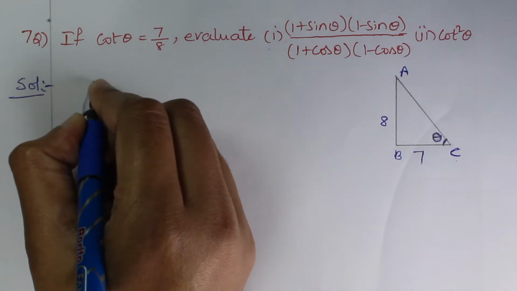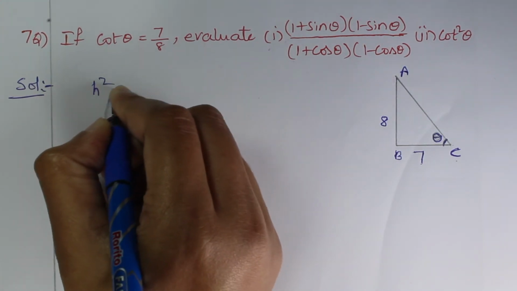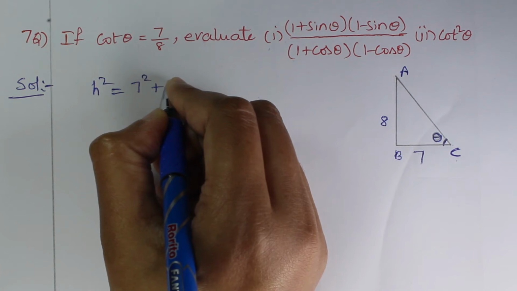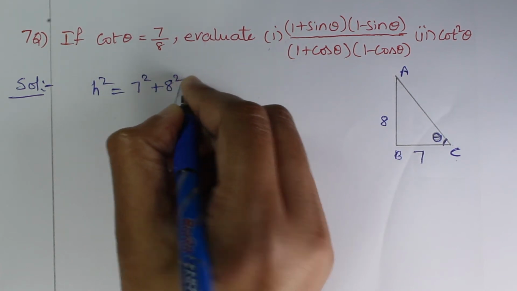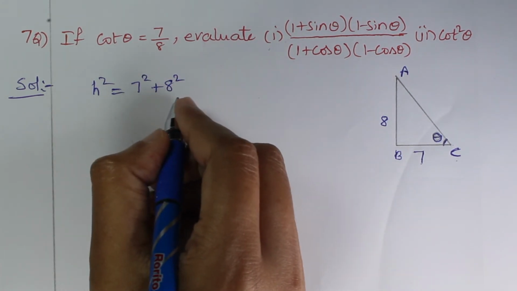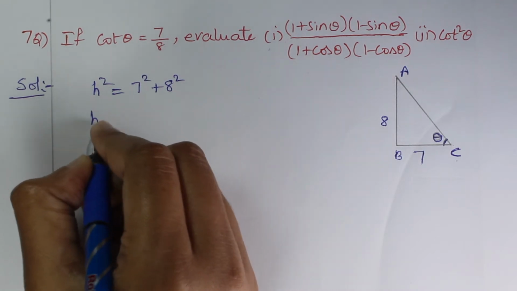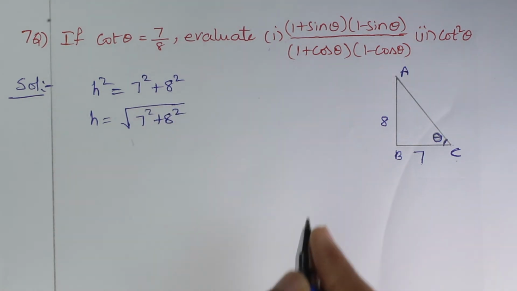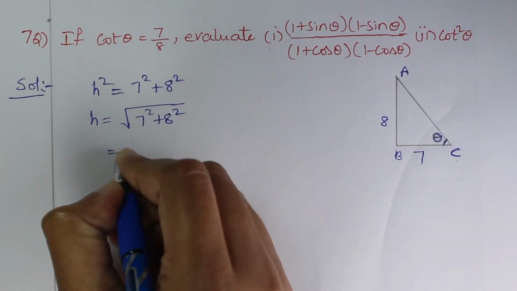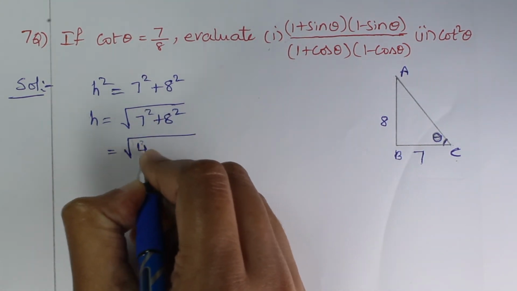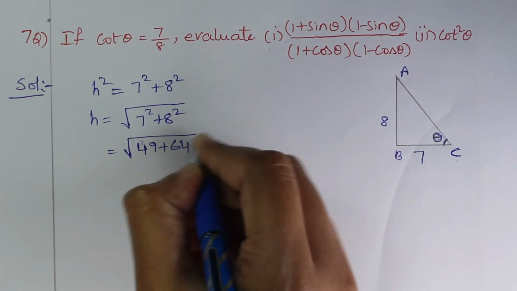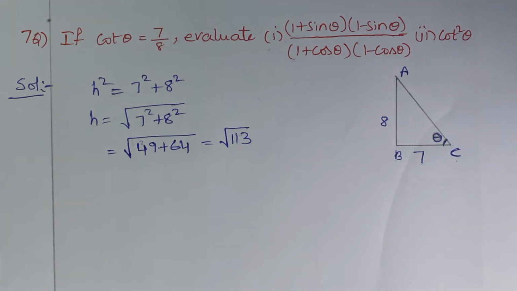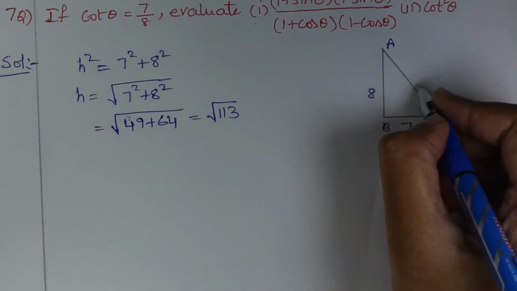So hypotenuse becomes h square is equal to opposite square plus adjacent square, 7 square plus 8 square. So h becomes square root of 7 square plus 8 square. That is equal to square root of 49 plus 64, that is equal to square root of 113. So I got the hypotenuse value as root of 113.